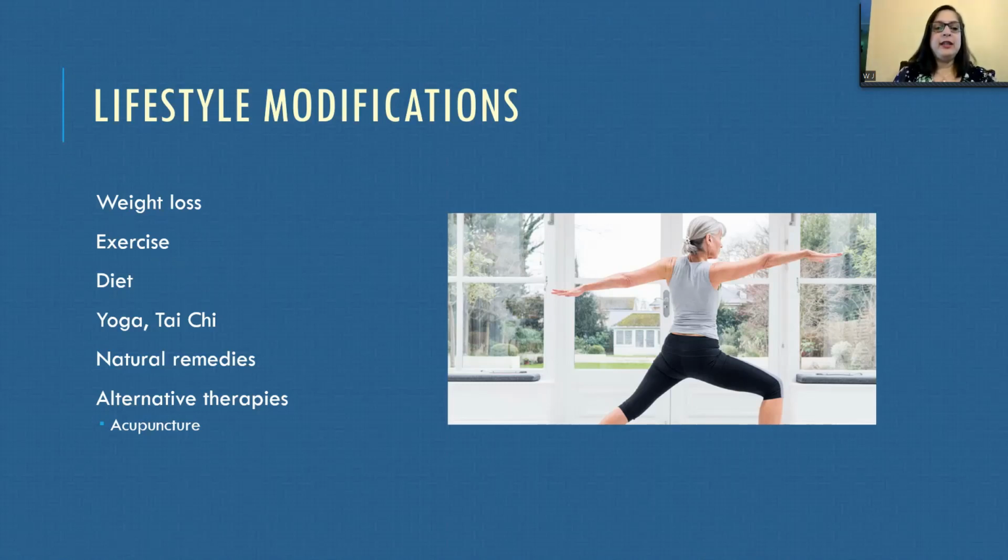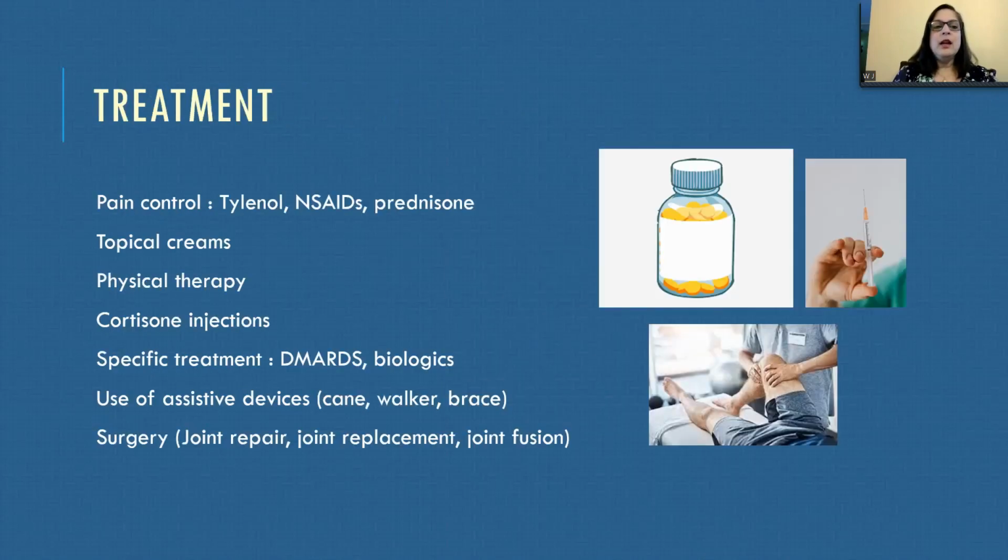Also, yoga and Tai Chi, as well as some alternative therapies like acupuncture, may be able to help in arthritis. The treatment of arthritis, as we have mentioned, is pain control. There are over-the-counter Tylenol and NSAIDs like Aleve or Advil, which are used to minimize pain. Also, the main treatment modality in a lot of inflammatory arthritis is prednisone or steroids. There are also topical creams that are available over the counter, which can be used over the small joints of the hands or the knees.